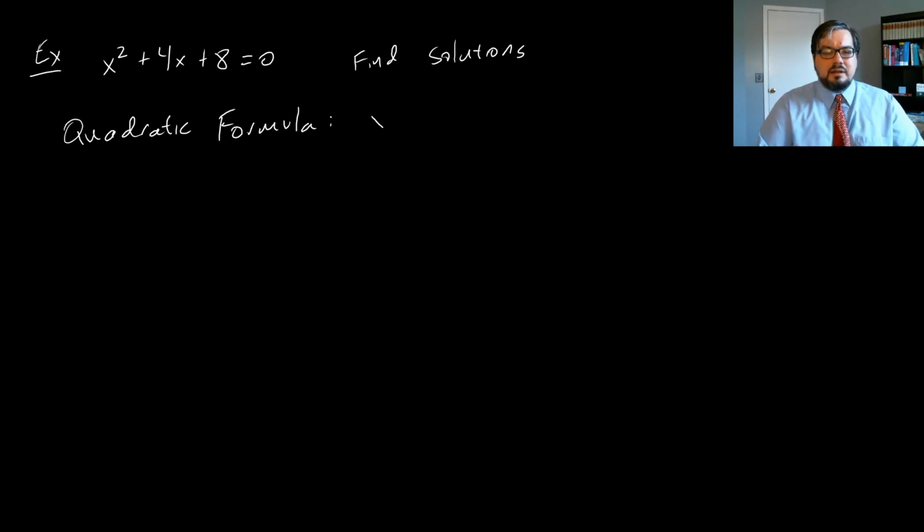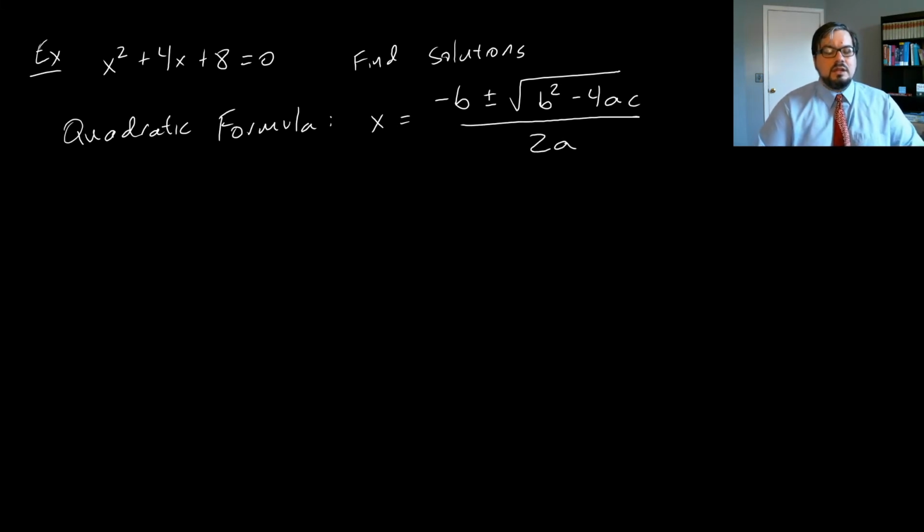Here, so we can remember it. x equals negative b plus or minus the square root of b squared minus 4ac all over 2a. And once again, if you look at this equation, you'll find that you actually can't factor it. There are no numbers that add to equal 4 and multiply to equal 8. And so we will want to use the quadratic formula.